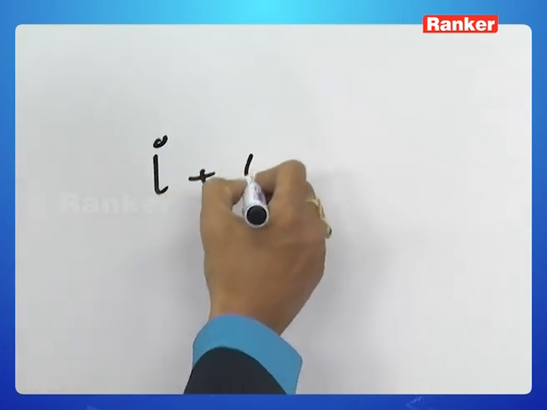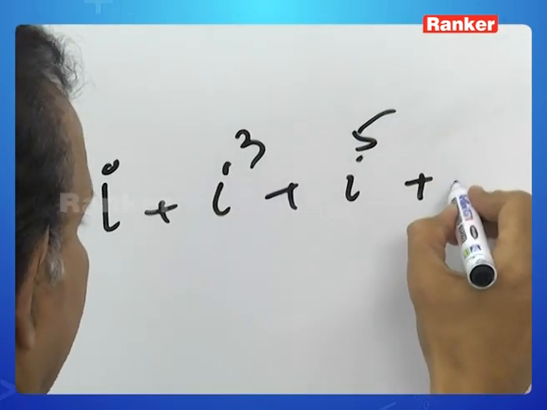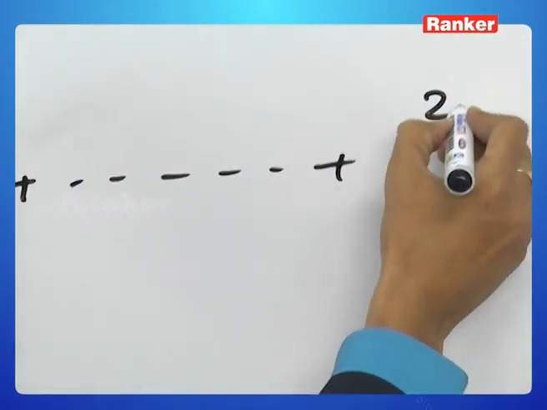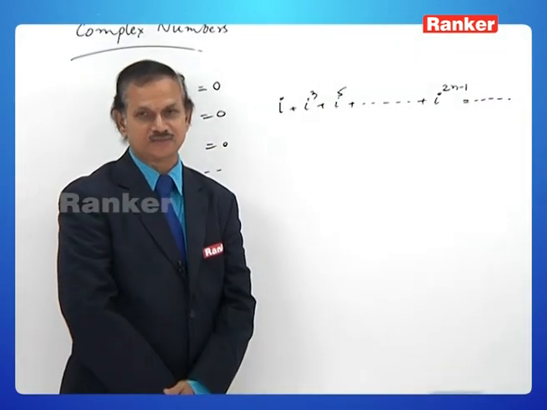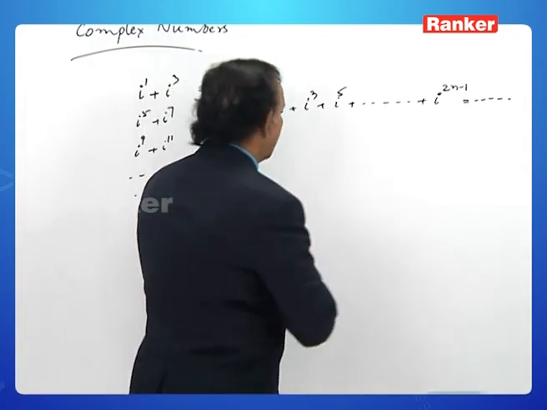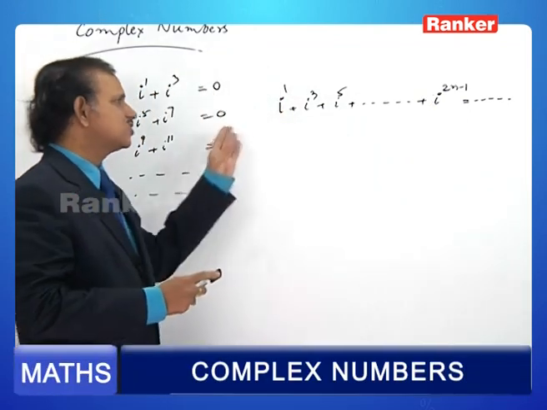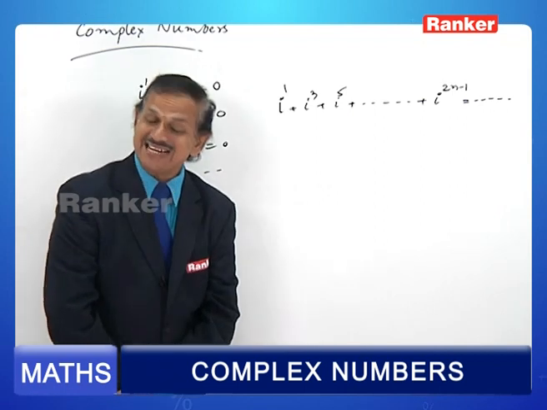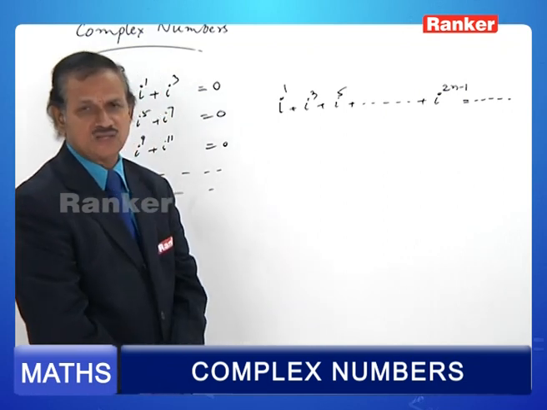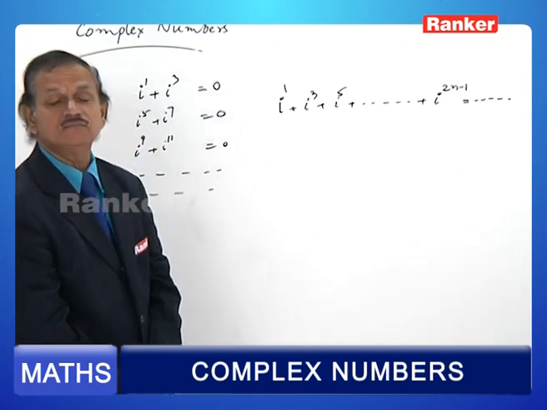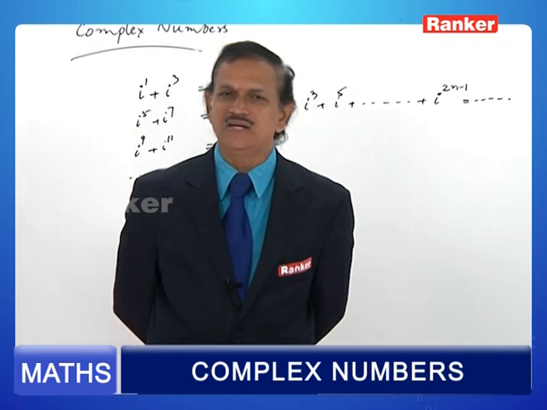Now you estimate this: i plus i cube plus i power 5 plus etc. plus i power 2n minus 1 is equal to? How can you estimate this? 1, 3, 5, 7, etc., 2n minus 1. How many terms are in this sum? n terms are there. It's very simple: 1, 3, 5, etc. 2n minus 1 is an AP whose nth term is 2n minus 1. So there are n terms.